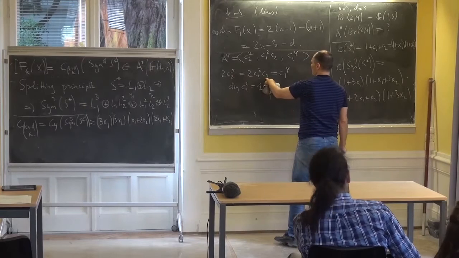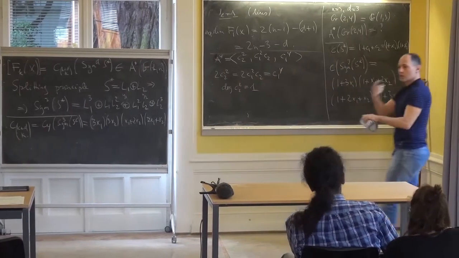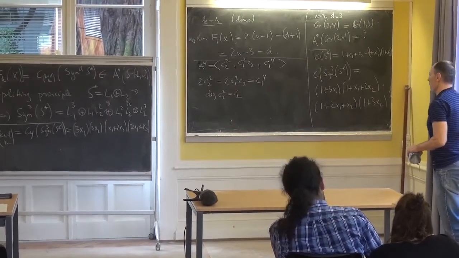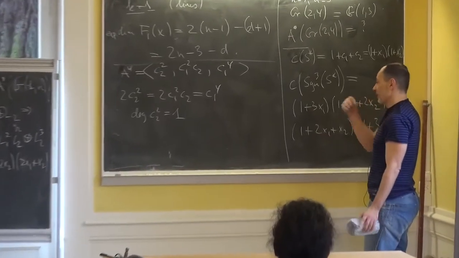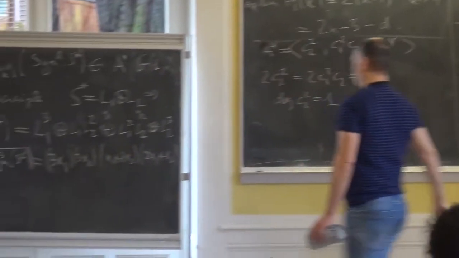The degree of C1 squared C2 is 1. And the degree of C1 to the fourth is 2. This was 2: there are 2 lines intersecting 4 fixed lines in 3-dimensional space. Okay, so this is the calculus, and I need to now convert this thing to this thing.